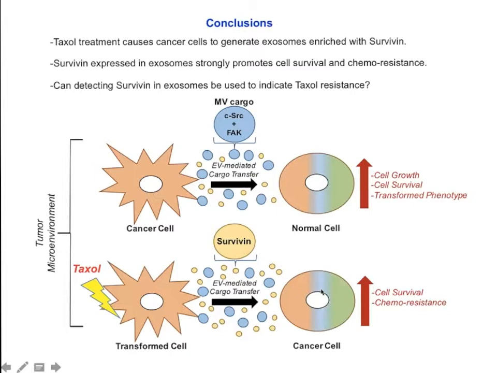So in a nutshell, we believe that these extracellular vesicles are playing important roles at a number of different stages of cancer progression, from the very early stages all the way to late stages in drug resistance. And then the last thing is that we're also becoming attracted to the idea that exosomes are present in the circulation of cancer patients. If you have a patient being treated with Taxol, can we detect survivin in the exosomes from the circulation of a cancer patient? And can we use that as a potential indicator of Taxol resistance?